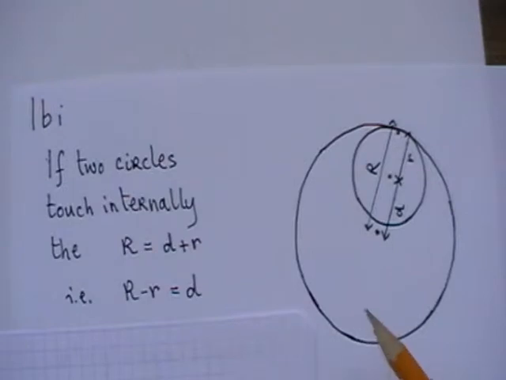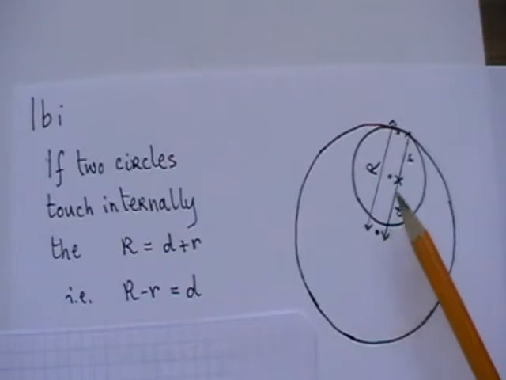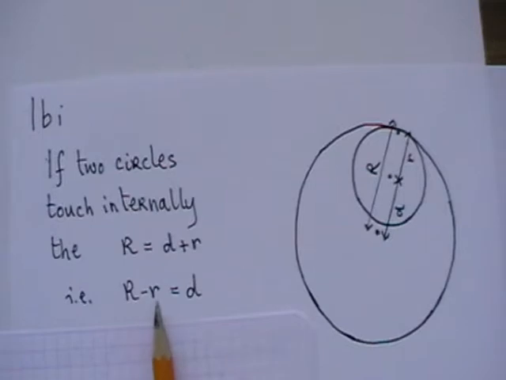So we have 5 pieces of information to collect. The centre of the big circle, the centre of the little circle, the small radius, the big radius, and the distance between the two centres. We wish to show that the big radius take away the small radius equals the distance between the centres.